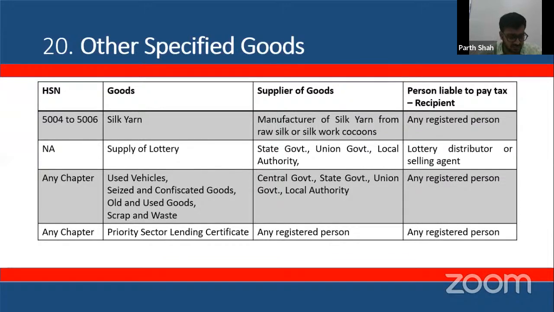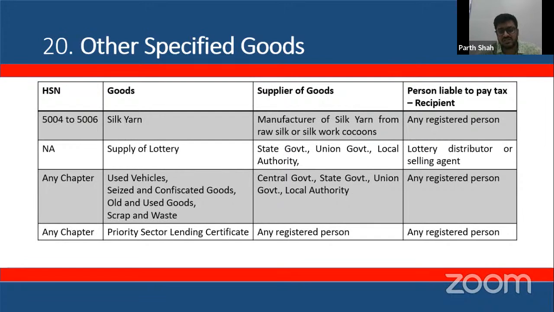And the last entry is that of priority sector lending certificates. To give a short example, the RBI prescribes that a certain amount of loans that are disbursed have to be given to priority sectors. When a banking company fails to reach that criteria, that is when they approach another bank which has exceeded its lending above the limit specified, and they receive a certificate from them and complete their quota.